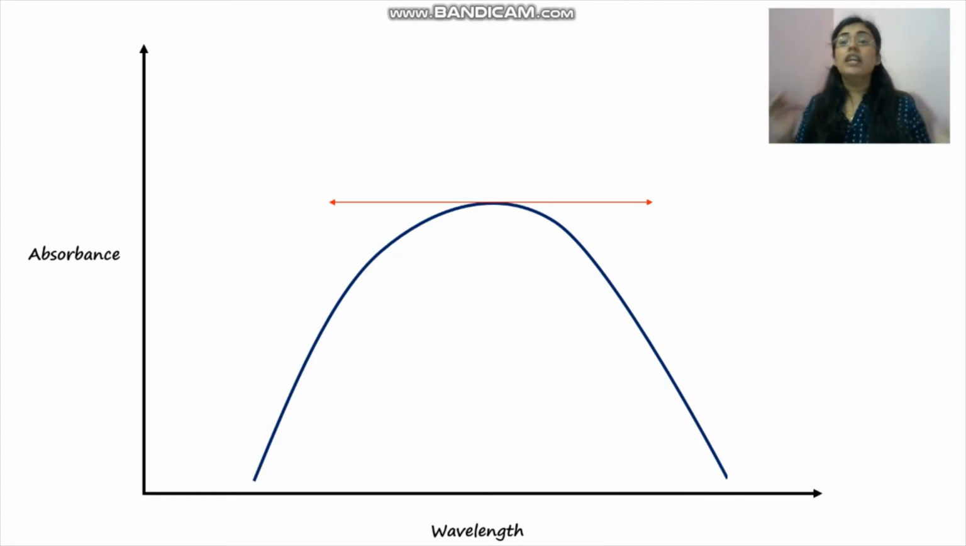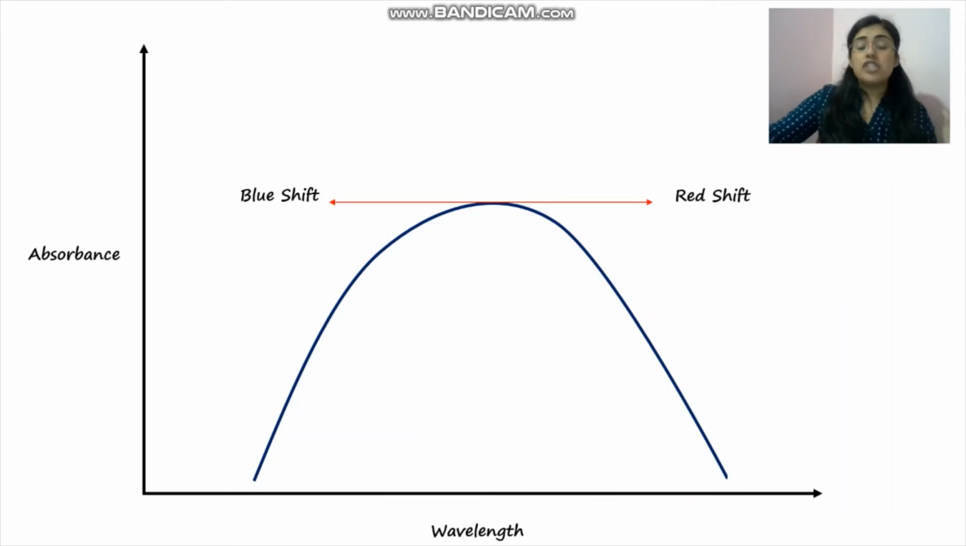Sometimes there are certain groups that, when I add them, can cause the wavelength to change to a longer wavelength side or to a shorter wavelength side. If my substituent shifts the lambda max to a shorter wavelength side, then it's called a blue shift. And if my wavelength is shifted to the longer wavelength side, then that's called a red shift.